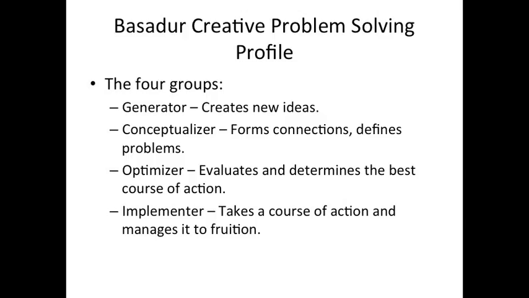And then there's the optimizer. Once the problem is defined by the conceptualizer, they're the one who evaluates. They're the ones who determine the best course of action. They're the ones who look at the different ways that a problem can be solved and then say, let's go this direction. And then there's the implementer. The implementer is the one who takes a course of action and manages it to fruition. The one who takes the goal and sees it through.